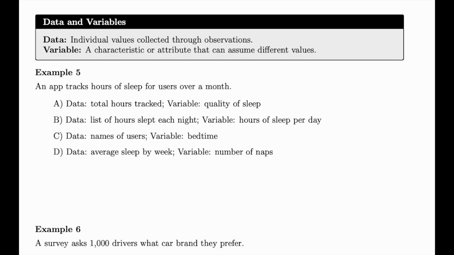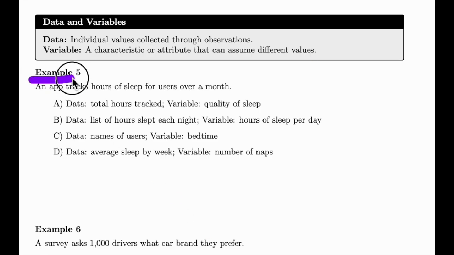So let's look at the definitions. For the definition of data, we have individual values collected through observations. So when we look at data, it's going to be the actual list of information that we collect. A variable represents a characteristic or attribute that can assume different values. So this is the thing that we're going to be requesting information about in our study.